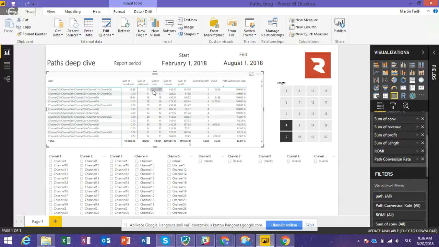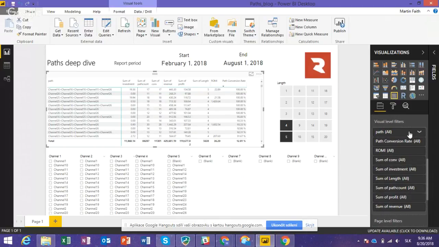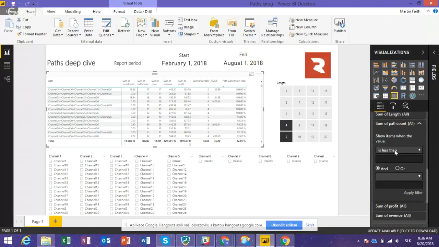Let's say we will only see paths which took place more than 100 times. So here we will just change path count to be greater than 100.